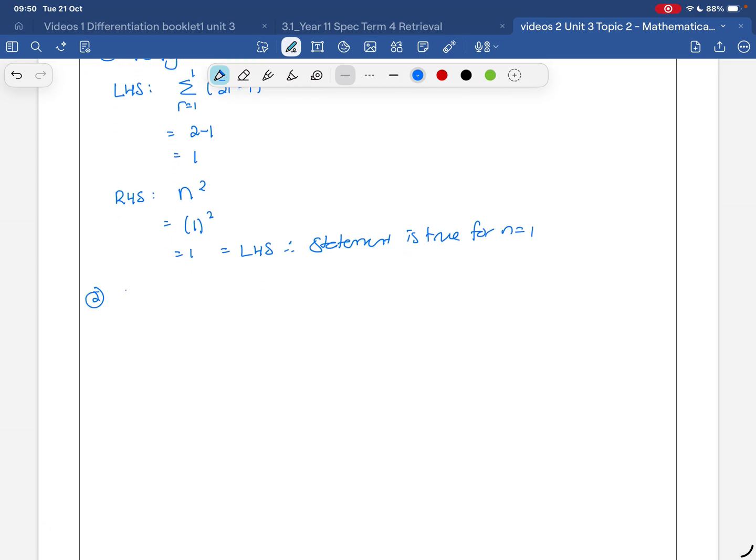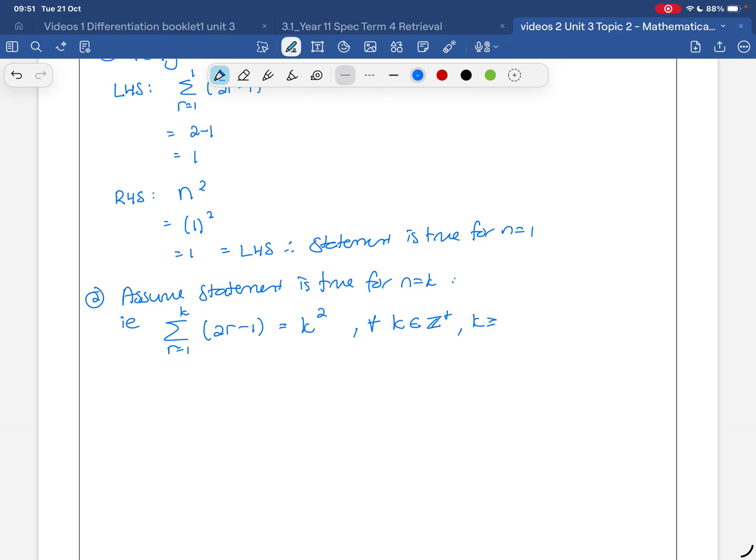The next step says, assume that my statement is true for n equals k. So that means what I'm looking for is that my sum from r equals 1 to k of 2r minus 1 must equal k squared, and that will be for all positive integer values of k, and k is greater than or equal to 1.